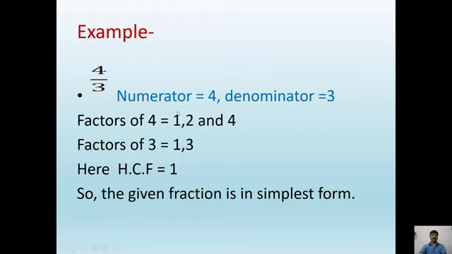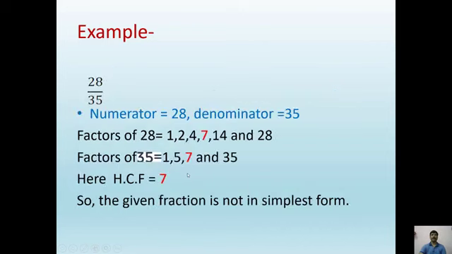So what will be the HCF? Here HCF is the highest common factor. Which is the highest common factor here? 1 is the highest common factor. So we are observing that the numerator and denominator have the highest common factor 1. So the given fraction, this 4 upon 3, is in the simplest form. We check by verifying that the HCF of numerator and denominator must be 1.